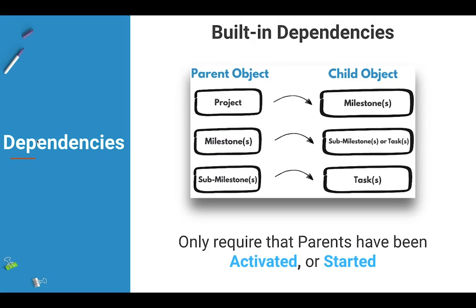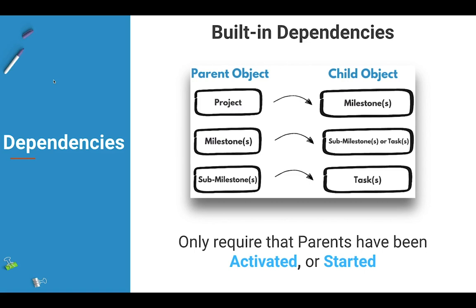For example, the project itself is the parent of its milestones, and a milestone is the parent of all of the tasks underneath it. And these types of dependencies only require that the parent object has been started or has been activated so that auto start can trigger an automatic progression on the child object. So if the project has started and auto start is turned on, then the milestone can automatically progress into an activated status.